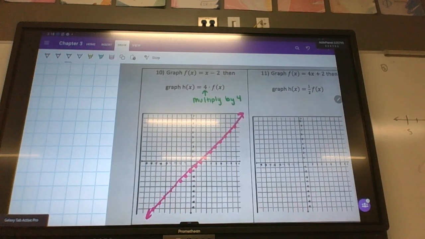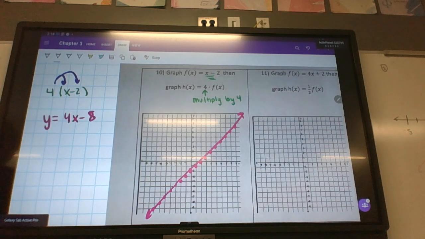Alright. So just like I multiplied the last one by -1, this one I'm going to multiply by 4. I'm going to put a 4 outside of this x minus 2 and distribute it in. And so my new function will be 4x minus 8. This time it's called h. But this is like I'm taking the original graph and stretching it vertically by 4. It's going to be steeper by a factor of 4. I'm going to start at -8, and I'm going to go up 4 over 1.